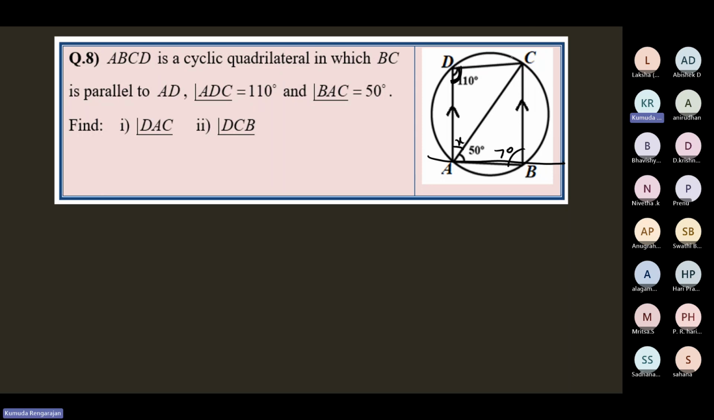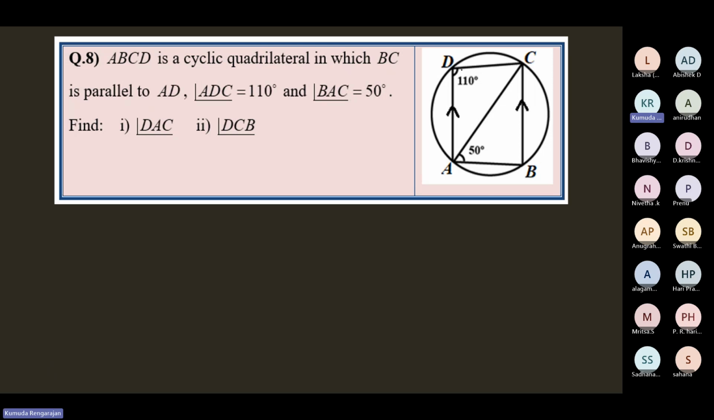Since we have to also find DCB, that's the second subdivision. Sometimes it depends on the information. Here we have information to find this in a different way. Rarely, the subdivisions may not be in the right order, and you may have to find the second one to find the first one. But in this case, we can answer in the same order. We can find DAC and then find DCB.